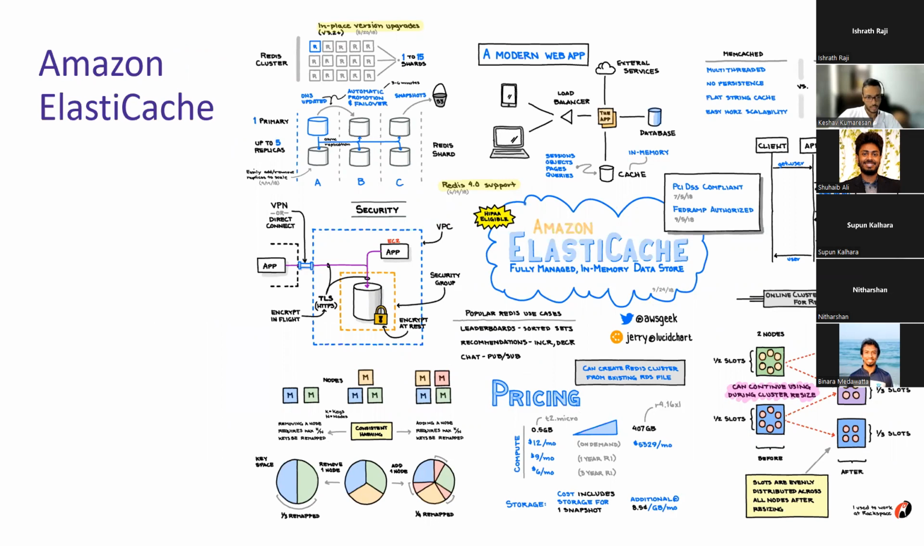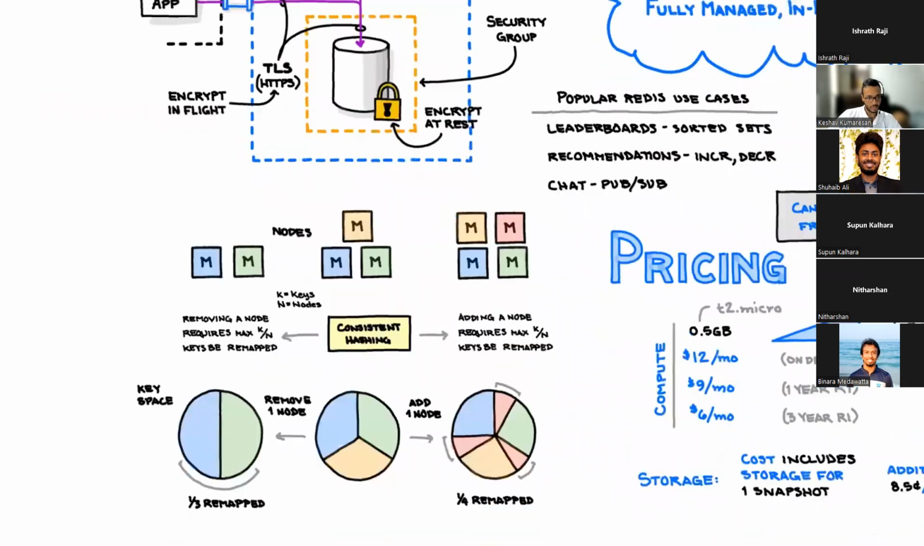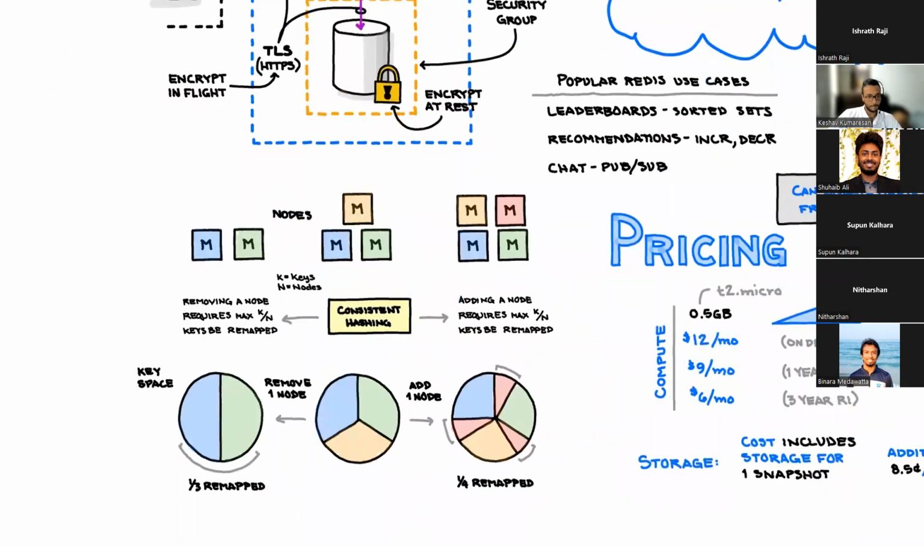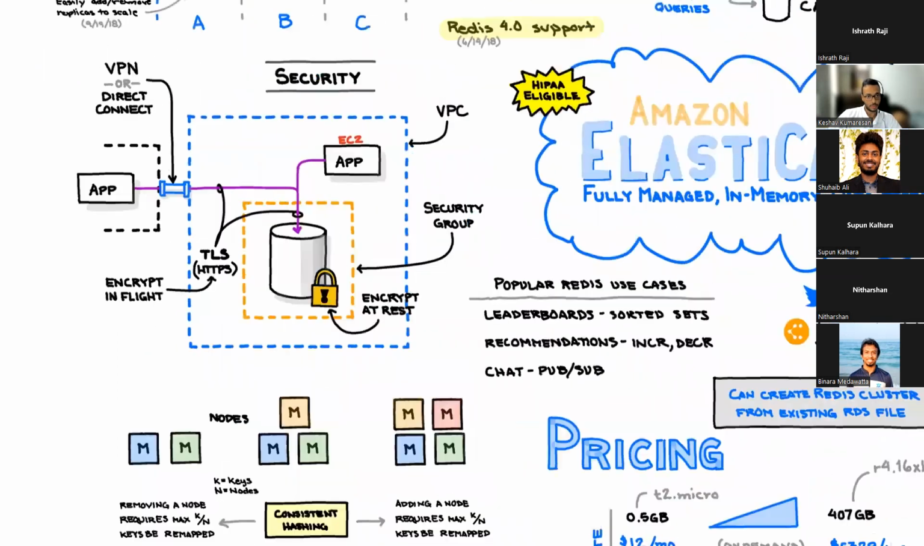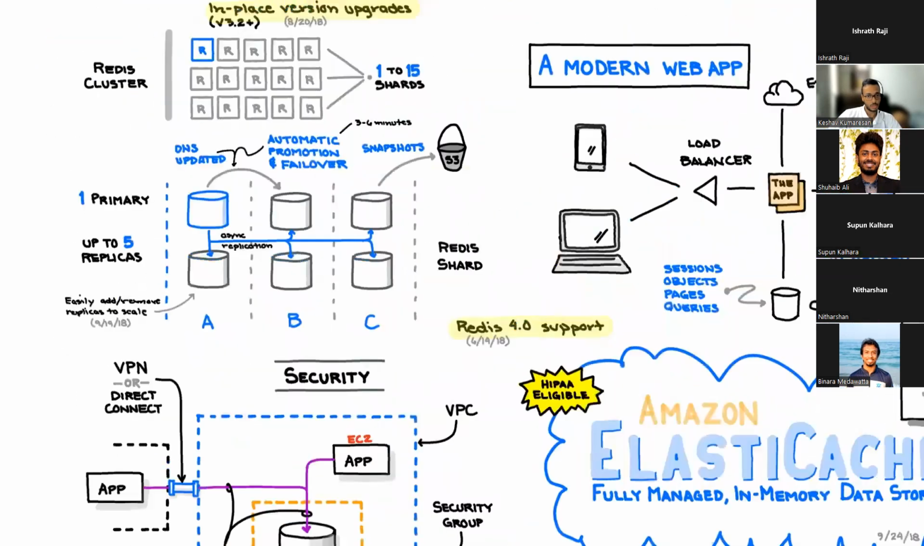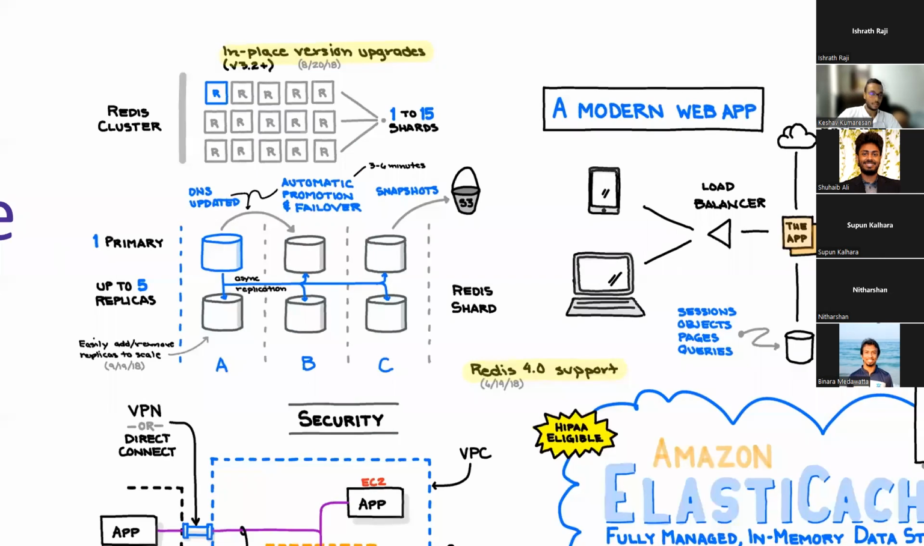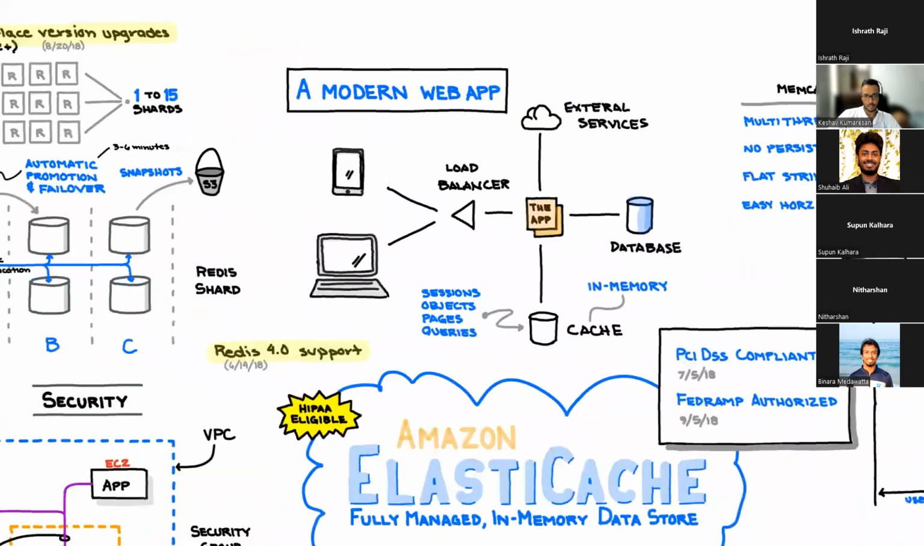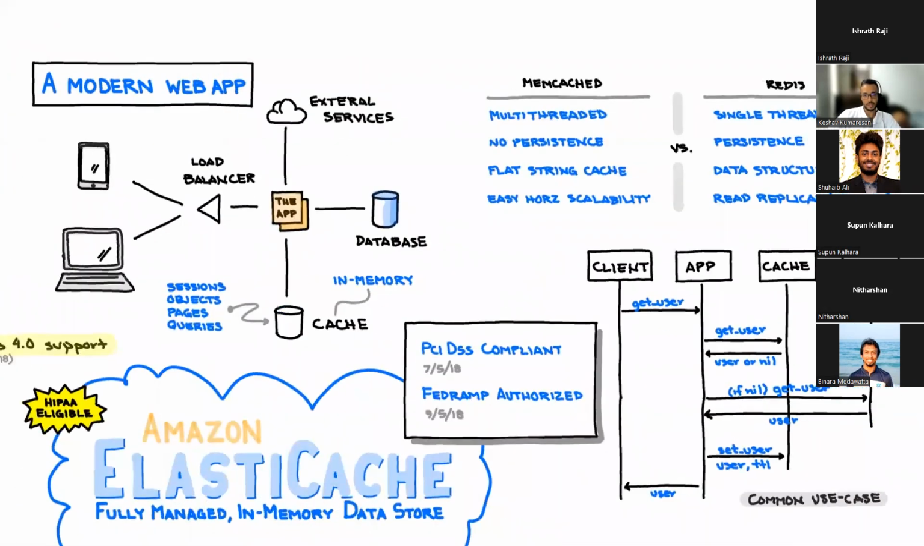So if you look at this infographic here, what I wanted to show here was, yeah, here also you can do the primary and secondary replicas as well. And if you compare Redis versus Memcached, Redis provides more persistence and it's more of a data structure store rather than a flat string structure.